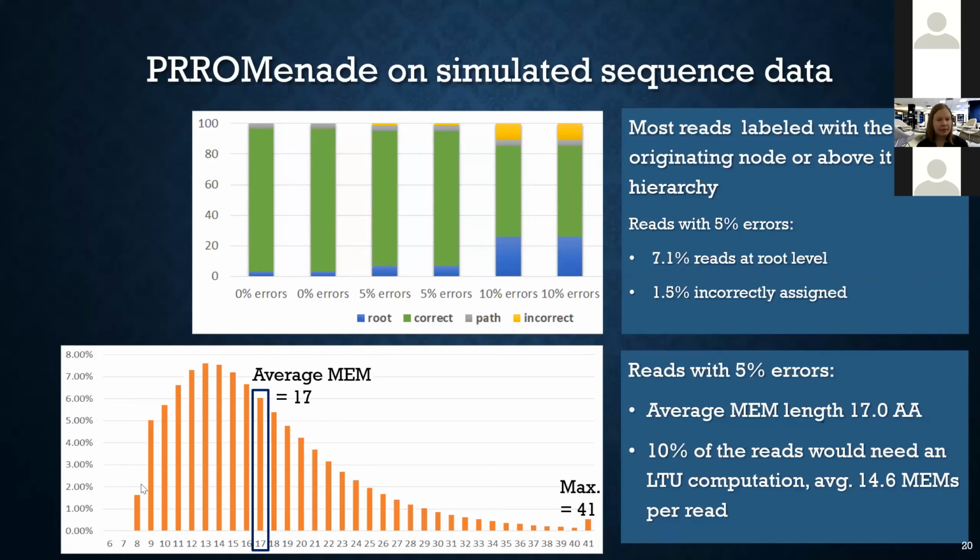We also tried this on a smaller database, which is the gold standard database from the MyPhaser paper. And there the lengths were kind of shorter. That was a smaller database, a smaller set of genomes and smaller amino acid content. But this is what we got for the functional genomics platform on the simulated data. And here too, 10% of the reads would need this LTU computation with an average of around 15 alternative MEMs per read.